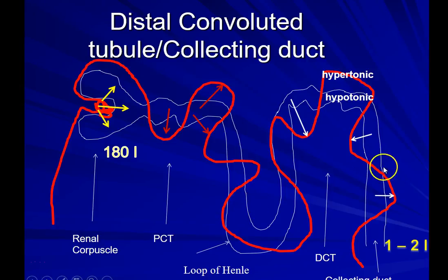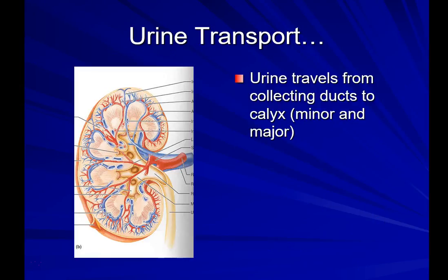Okay, so what happens here is we're really fine-tuning the contents of the blood. Remember, we are concerned about what's in the blood. The filtrate is just going to be what we're going to get rid of. So these are going to represent tubular secretion. We're going to regulate water content and ion content in this area using hormones, which we'll talk about in the next video.